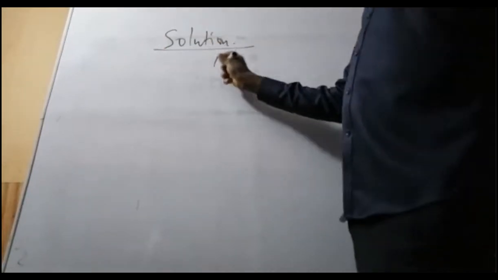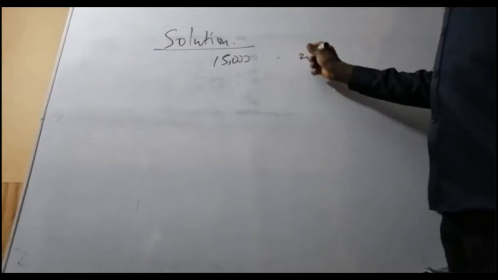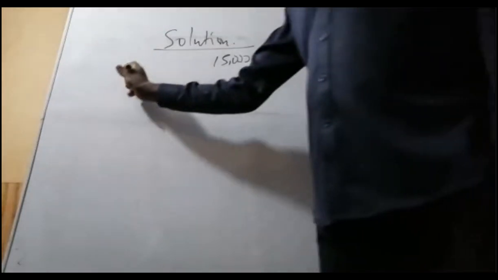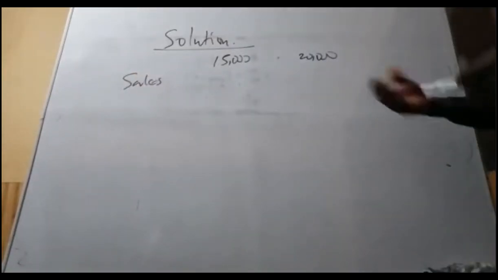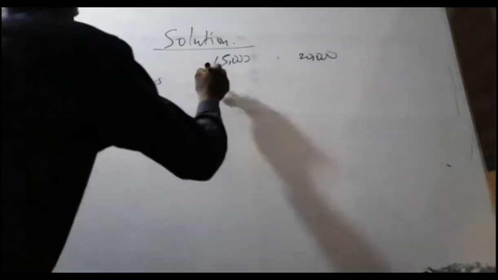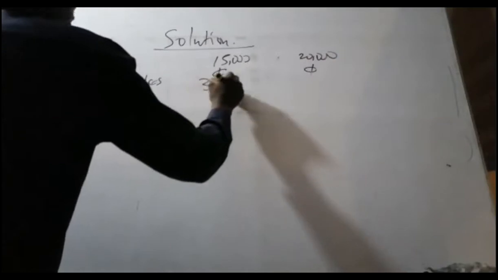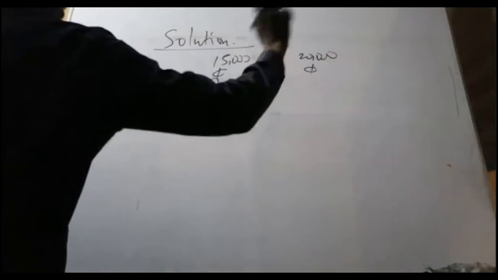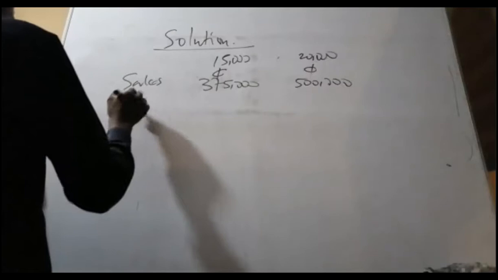Right here, when I produce 15,000 units, and when I produce 20,000 units, tell me the sales revenue. What's the sales revenue when you produce 15,000? Just multiply by 25. That is 375,000. And then 25 by 20,000 is 500,000, right? I like these answers. Let's go to variable cost.